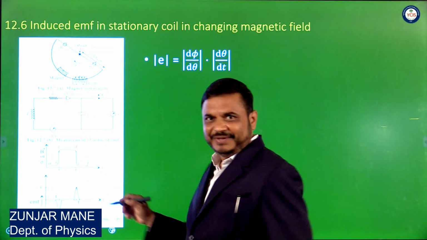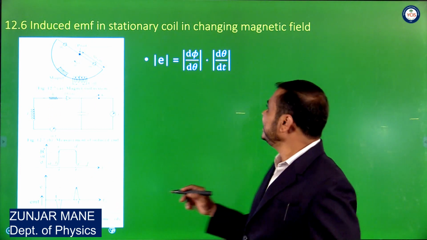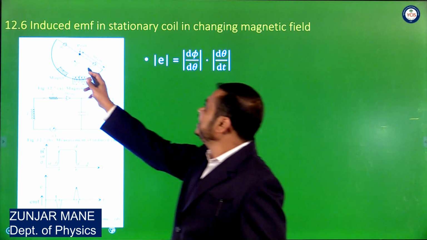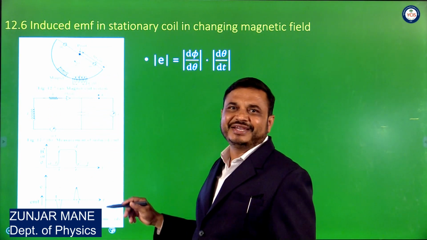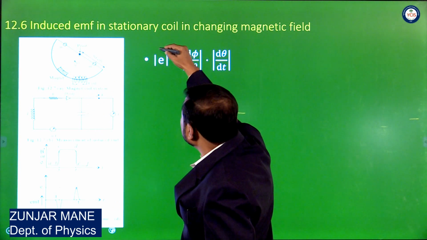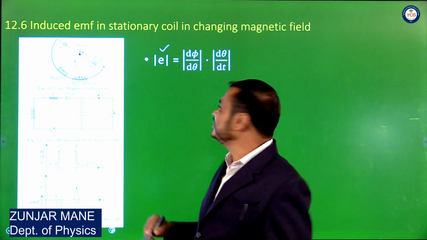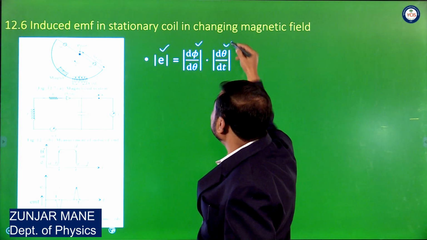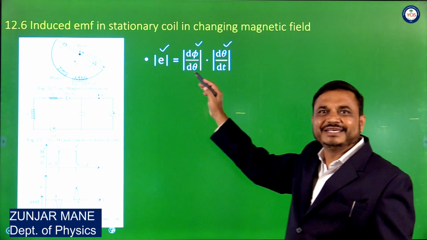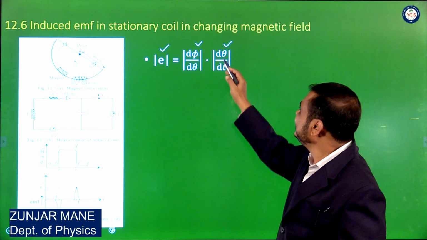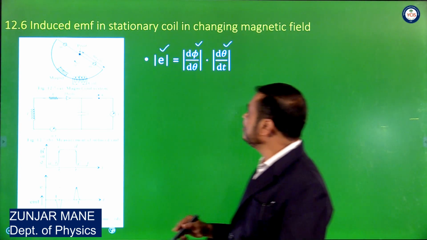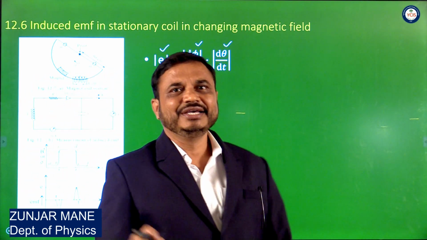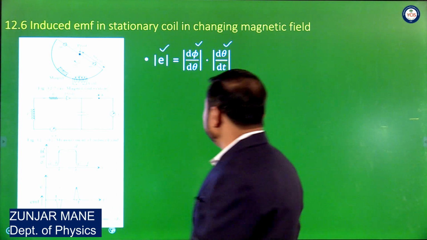So induced EMF, according to Faraday's law, is dφ/dt. But here we get the angular displacement of the magnet. So the magnitude of induced EMF is given by dφ/dθ into dθ/dt, as the angular displacement changes with time. So modulus of E is equal to dφ upon dθ into dθ upon dt.